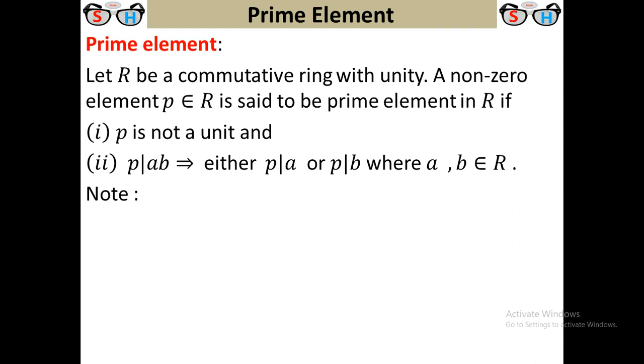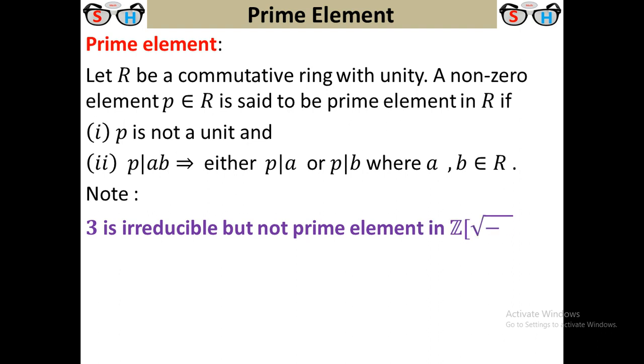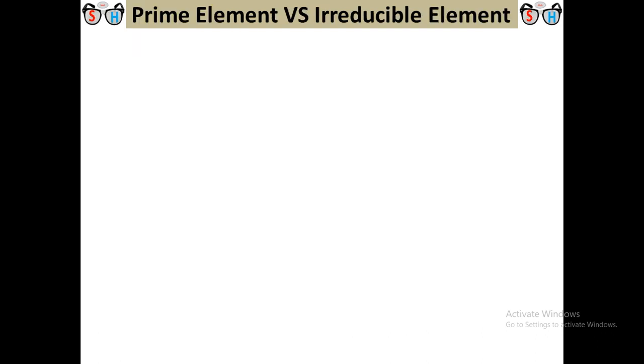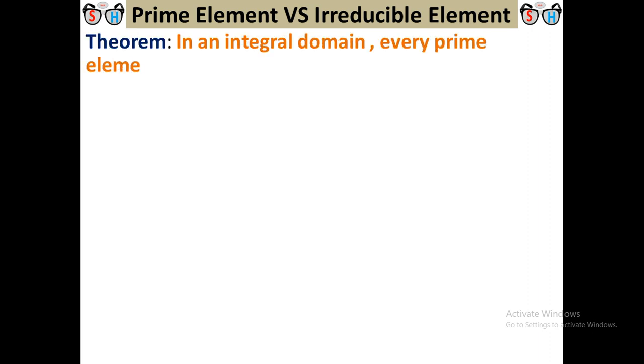In the previous video, on irreducible elements and prime elements, you saw that 3 is an irreducible element but not prime in the integral domain Z of square root of minus 5. So every irreducible element may not be prime, but every prime element is always an irreducible element in an integral domain. Now I prove the theorem which says that in an integral domain every prime element is an irreducible element.